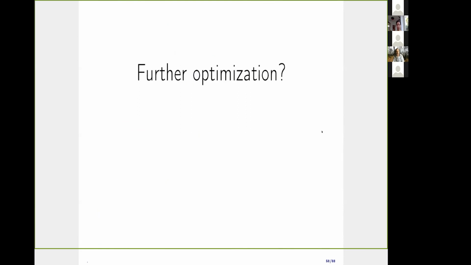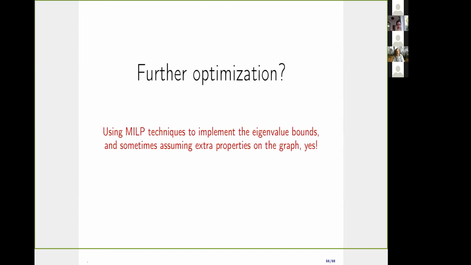So the next question is, what about further optimization? Can we do better, or can we push that further? The answer is yes. How? As I already mentioned, using mixed integer linear techniques to implement our eigenvalue bounds, and sometimes even assuming extra things on the graph, you can do it quicker. So you can always do it, but you can do it quicker if you assume extra properties on the graph. For example, partial walk regularities, I will explain.